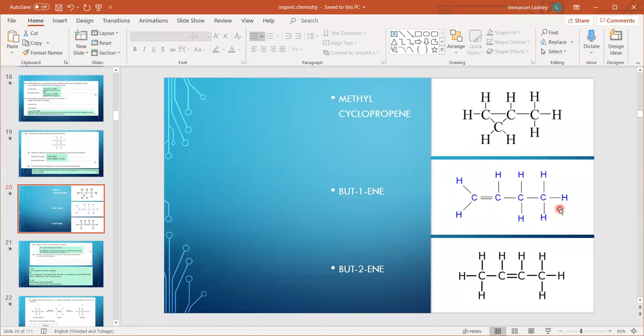But meaning that there are 4 carbons present, 1, 2, 3, 4. The 1 means that the double bond is between the first and the second carbon right here. So that makes this but-1-ene, because there is the presence of a double bond. Then but-2-ene: but because there are 4 carbons present, and 2 meaning that the double bond is between the second and the third carbon.